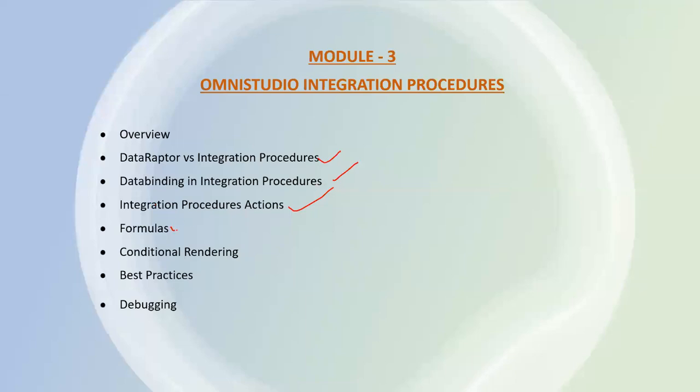And we have something called formulas. A lot of formulas are there, similar to data raptors. I will be covering them. Conditional rendering: based on the condition, how to deal with the JSON data. And what the best practices are, and how to debug when we have an issue. For example, there is an existing integration procedure in your higher org which is getting some error. So how to bring that to your developer org, how to debug it and how to fix it, everything I will be covering in each module individually.